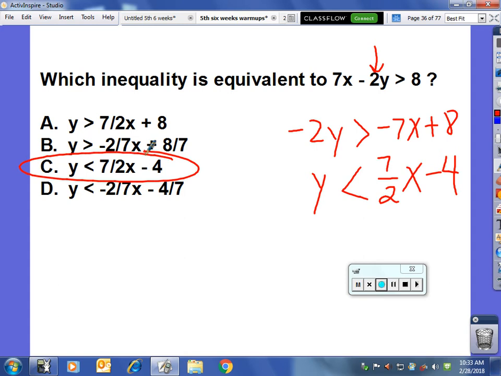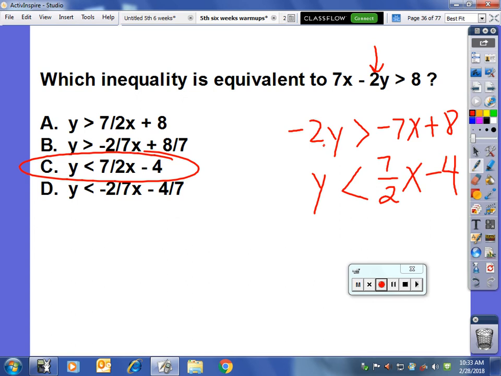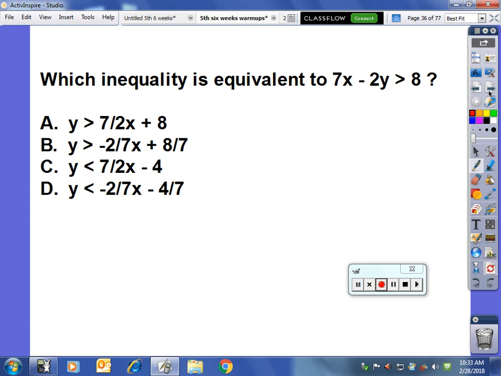No, not by any number. Whenever you divide by a negative number. If this had been a positive 2y, we would not have flipped. It's only when you divide by a negative.